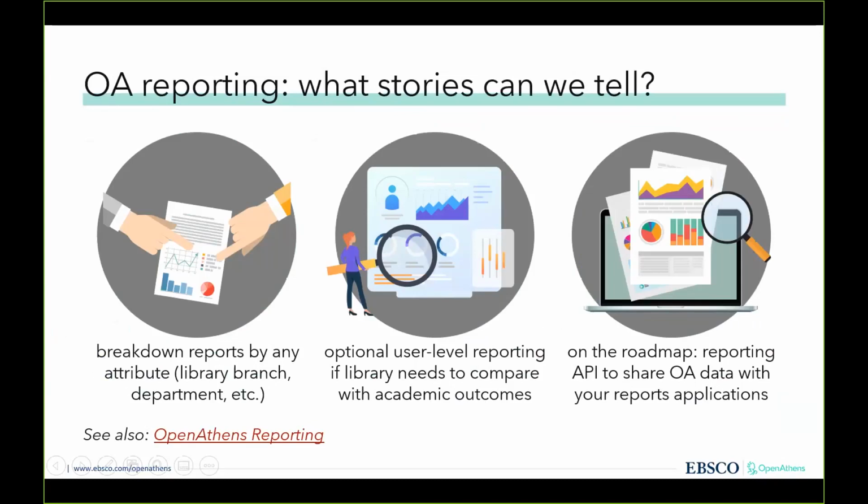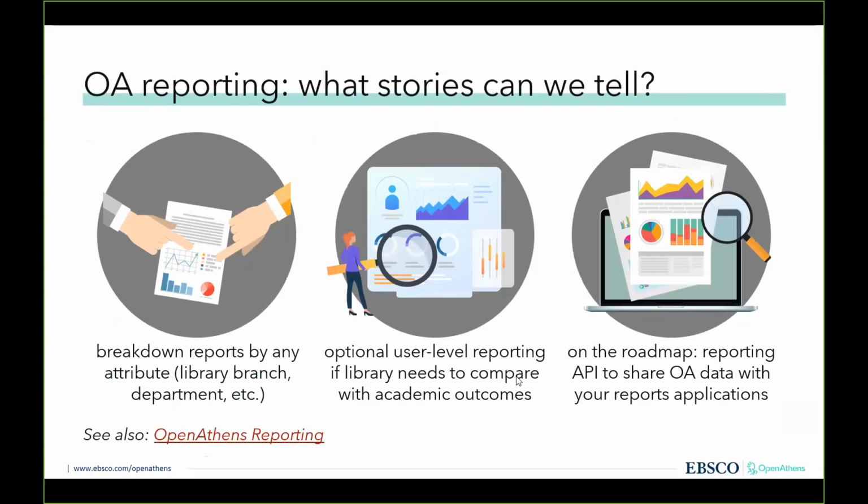There are some libraries, and typically I think usually they're school or academic libraries, who have a mandate to compare user level usage with academic outcomes. OpenAthens by default does not track individual users. Unless it's specifically customized and set up to do so, your reports will not reflect individual user usage. And that does tend to be the preference amongst almost all, if not all, of the public libraries we work with, simply to protect patron privacy. So suffice to say, if that was a question in mind, the OpenAthens service does not track user level usage unless it is specifically needed and requested by your library.